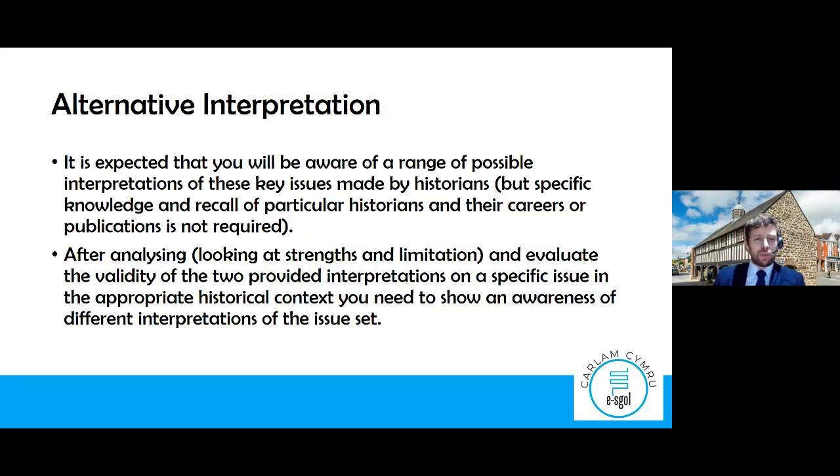When giving the alternative interpretation, you're not required to give a name of a historian and say, as a Marxist historian, they think something different because of this. It's just giving that alternative interpretation. After analysing and looking at the strengths and limitations of it, and evaluating the validity of those two provided interpretations on that specific issue, in this case, the rise of Hitler and the Nazi Party, you need to show then an awareness of a different interpretation of the issue set.